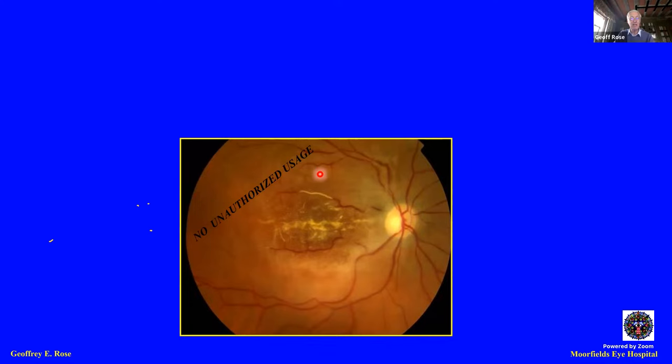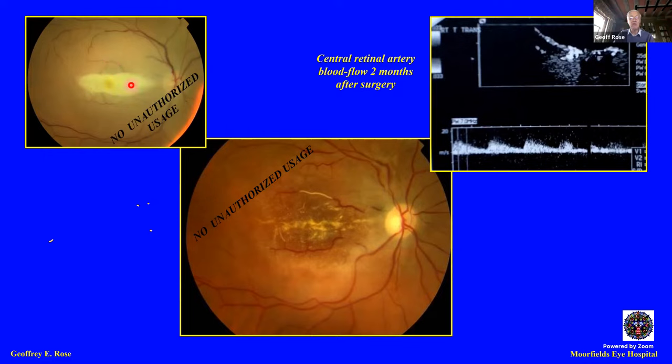Long term, here is the patient a few months down the line with some optic atrophy and a lot of retinal pigment epithelial fallout and subretinal scarring and scarring of the vessels. Remember how it used to be, but here is the central retinal artery blood flow, perfectly normal on this side. So it was purely spasm. The artery was never sectioned.